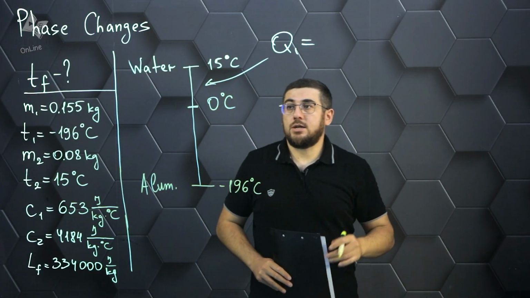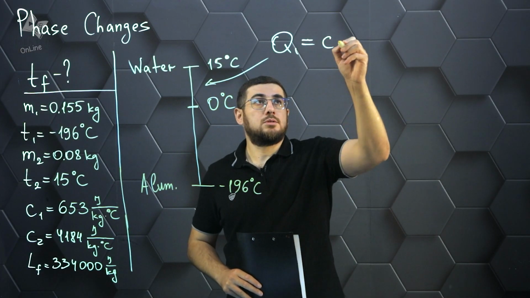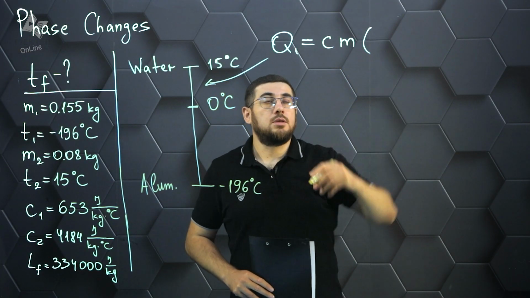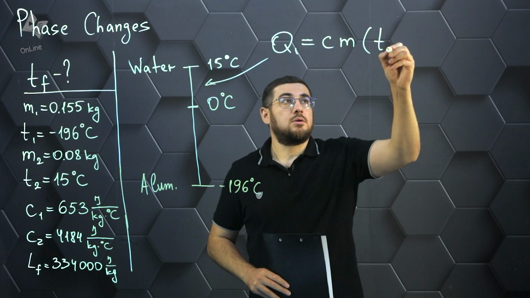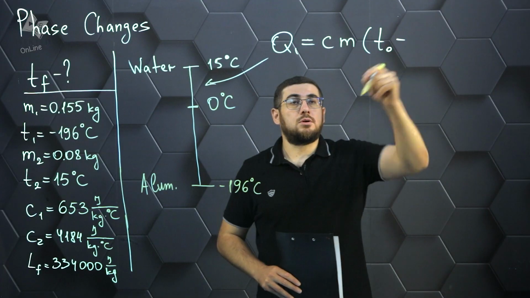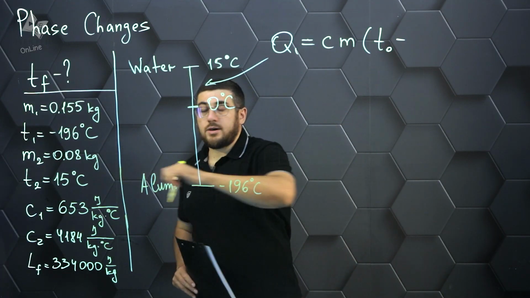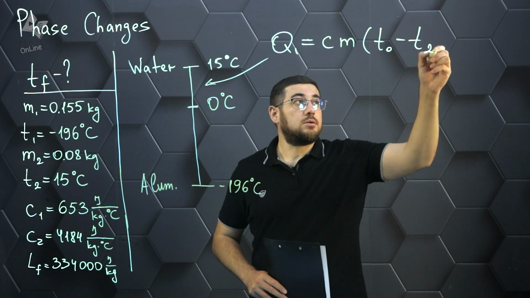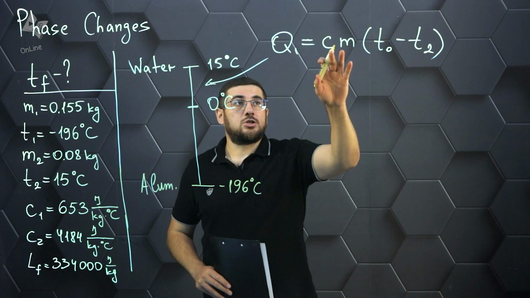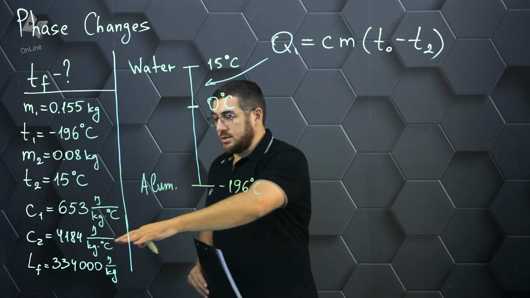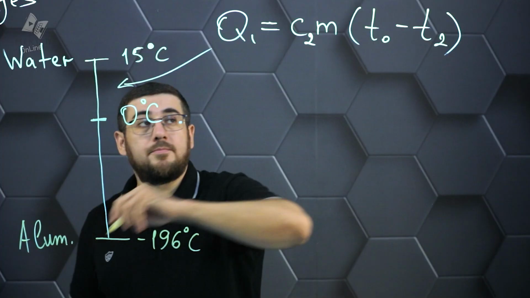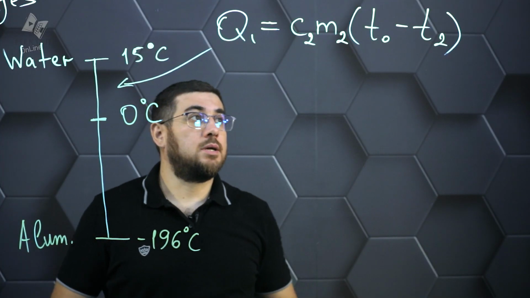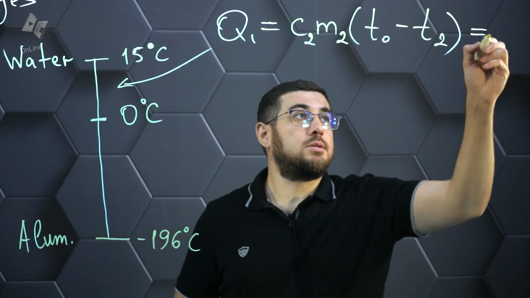This amount of heat is determined by the formula c, m, and the change in temperature. In this case, the change in temperature is T0 minus the temperature of the water, which is T2. Pay close attention to the indices. And here as well, we must be sure to use the correct indices for water. That is, this is c2 and mass m2. We've entered all the data, so let's calculate the numerical value of the energy obtained.